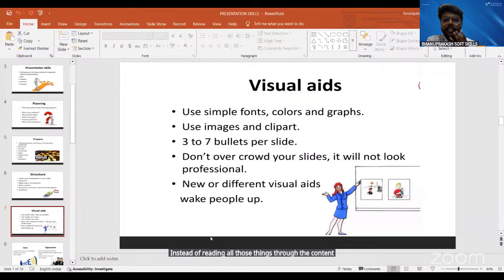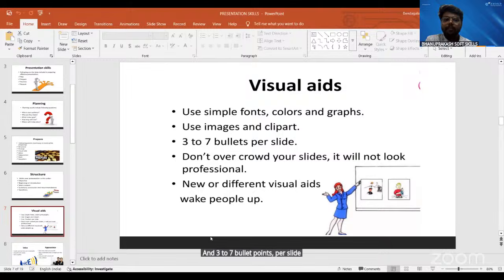And use images and clip art. So use a lot of images so that it makes the viewers or observers attentive. And 3 to 7 bullet points per slide.